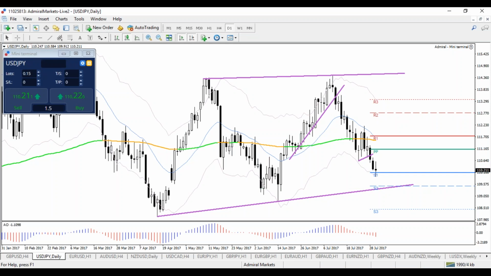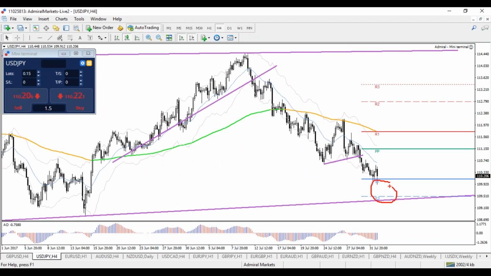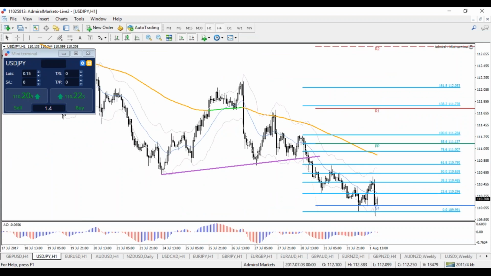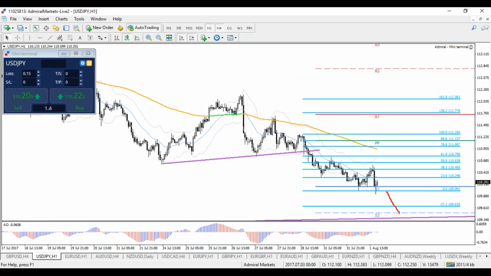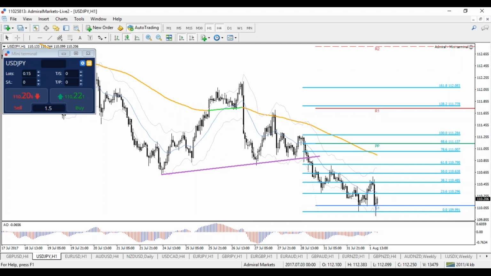But if it breaks below 110, yes, there is a small zone here for 50 pips. But that would have to be a tight, small space. So I don't think it's really that easy to trade. It could be on a lower time frame, 15 or 5-minute chart perhaps, maybe in the Tokyo session, in the Asian session tomorrow.